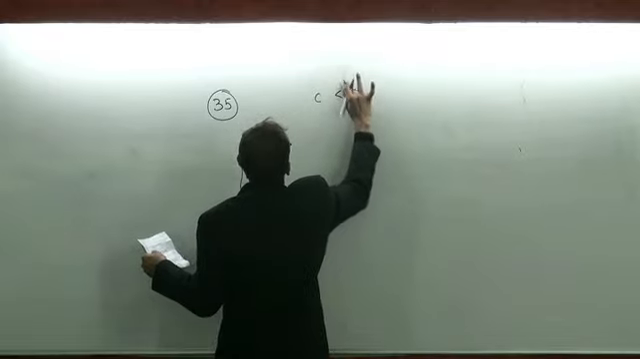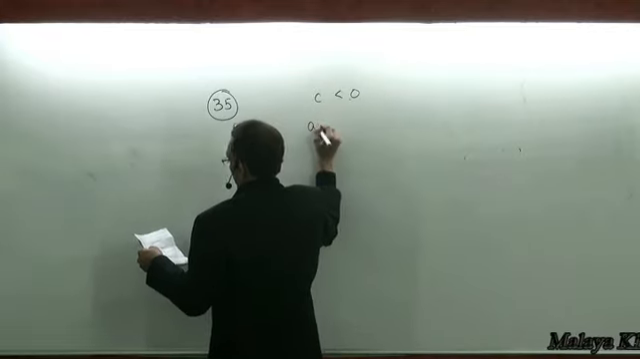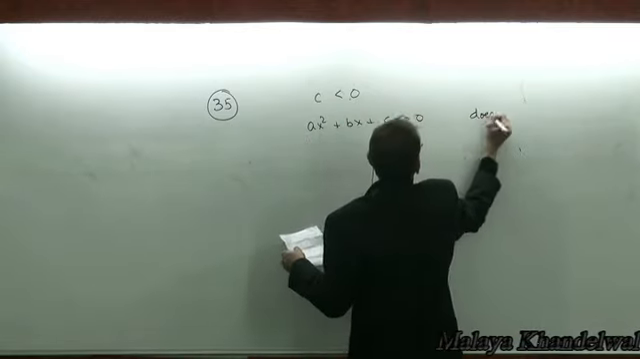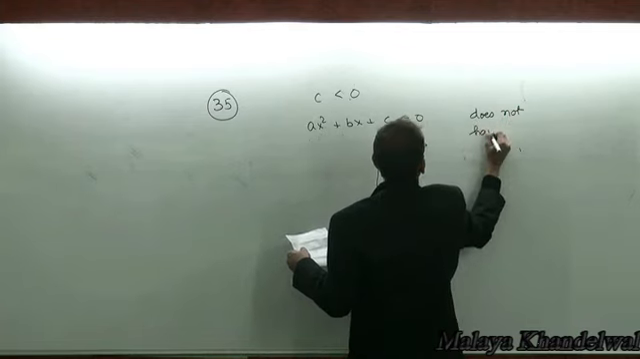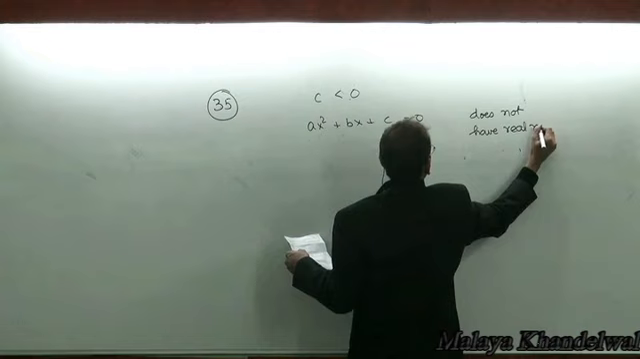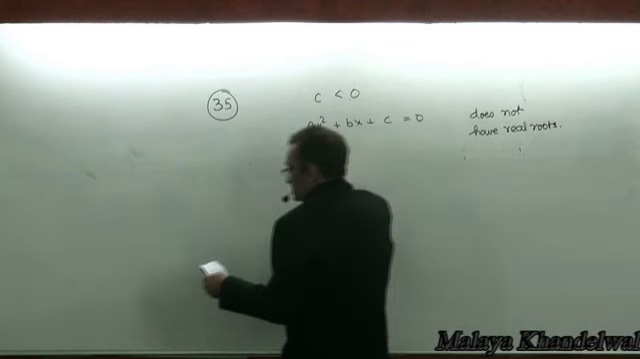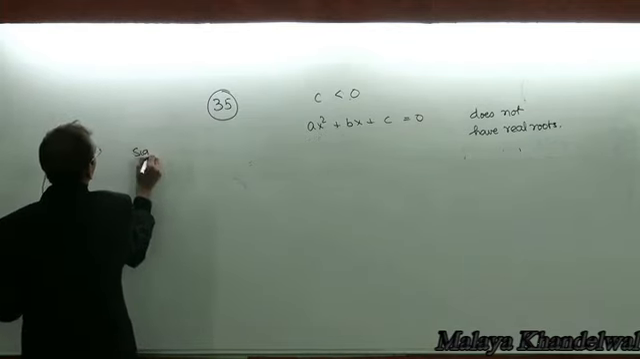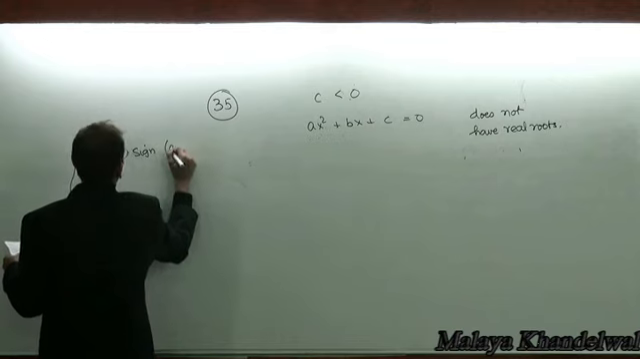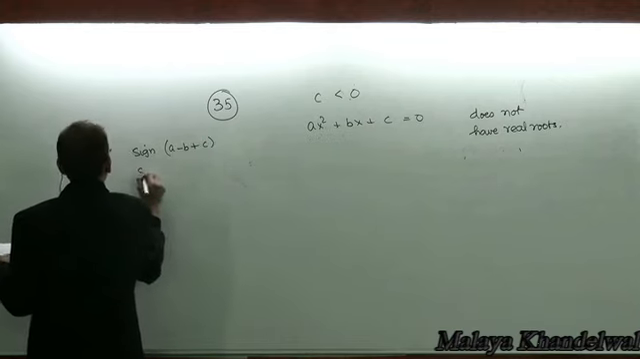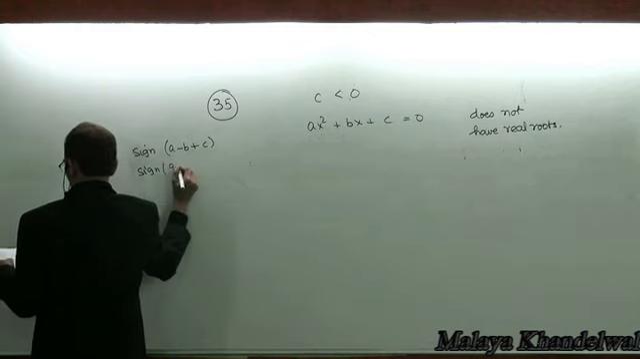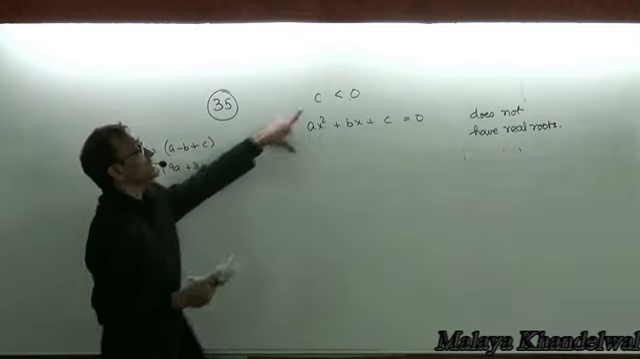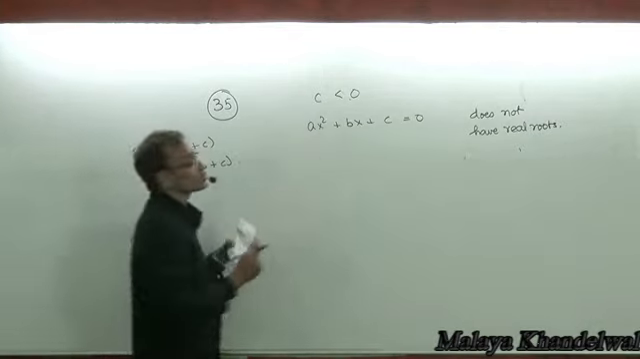C less than 0, and ax squared plus bx plus c equal to 0 does not have real roots. That's given. A, B, C are real numbers. Then we need to find the sign. SGN means sign, positive or negative. The sign of A minus B plus C. We want to find the sign of 9A plus 3B plus C, given that C is less than 0 and this has no real roots.